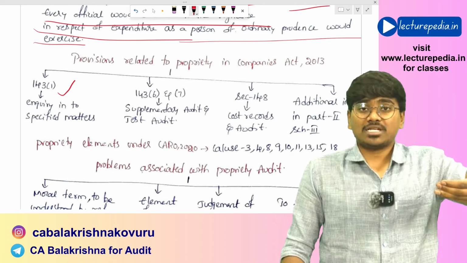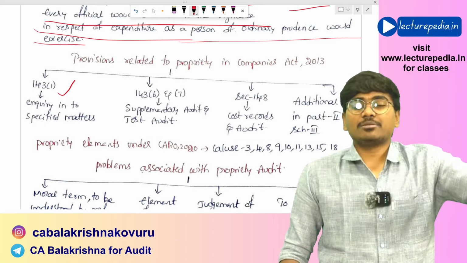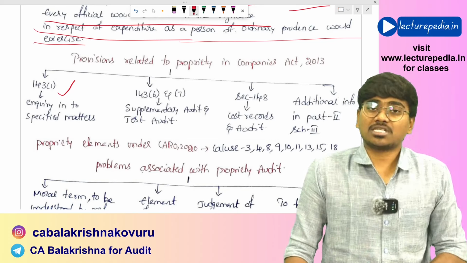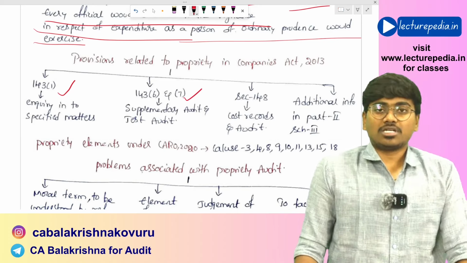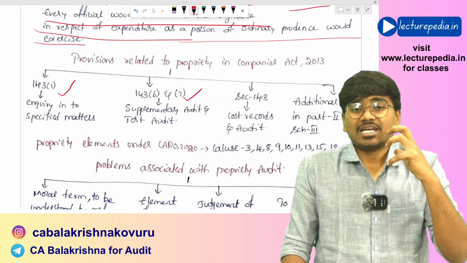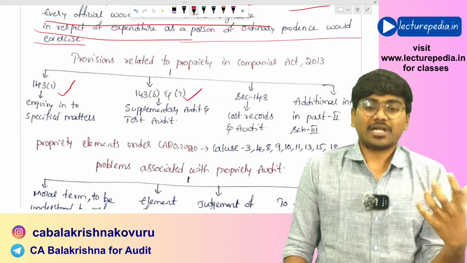In all these 6 points of verification as per section 143 subsection 1, there is an underlying propriety element. In the same way, the underlying element behind supplementary audit and test audit is also the propriety element.